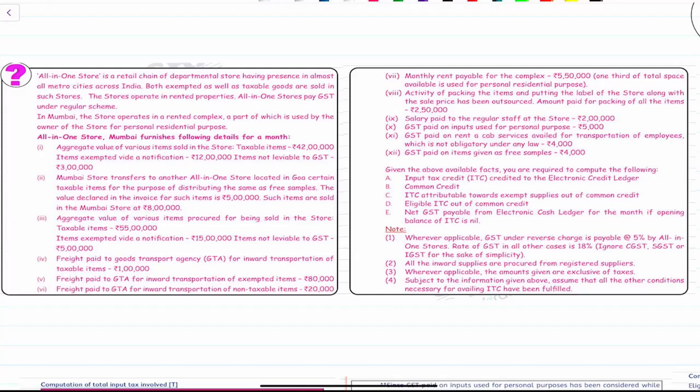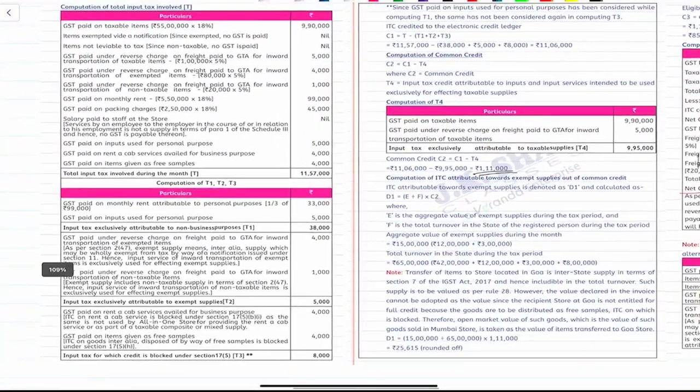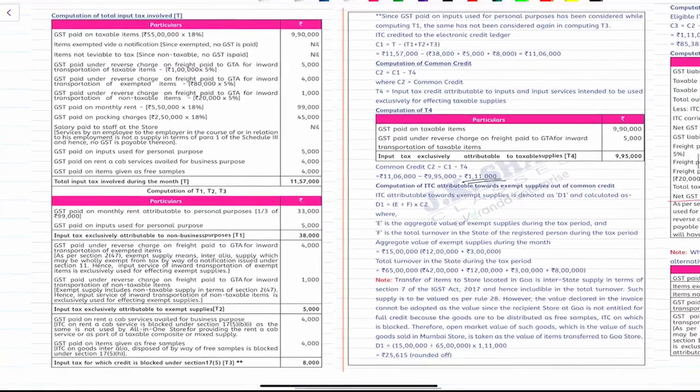You just pause the video and take a screenshot of this. Try this problem, or the problem is there in the soft copy also. You can just go through that, how the problem has been solved, all the stuff. If you are comfortable with this, then you are completely thorough with the concept.